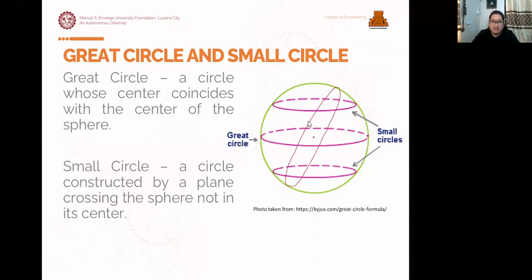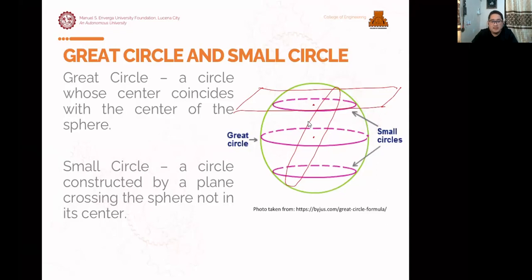And then sa small circle naman, yung tawag natin sa kanya, kapag nag-pass tayo ng plane sa kahit anong part ng sphere, so makakapag-create tayo ng circle. So halimbawa, ito yung plane na pinas through natin. Nag-pass through tayo ng plane sa kanya. Okay? So nung chinap natin yung sphere sa gitna, sa top portion niya, may na-create tayong circle doon. And that circle, small circle, is a circle within the sphere, pero yung center niya is not coinciding with the center of the sphere. So, yun yung difference ng dalawa.